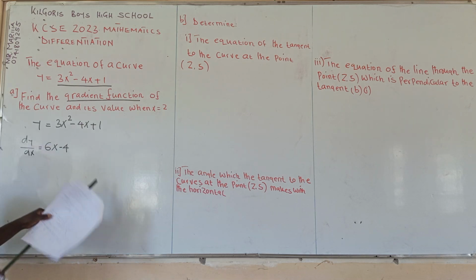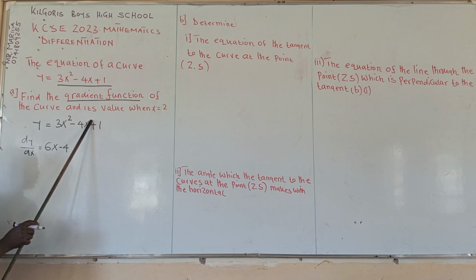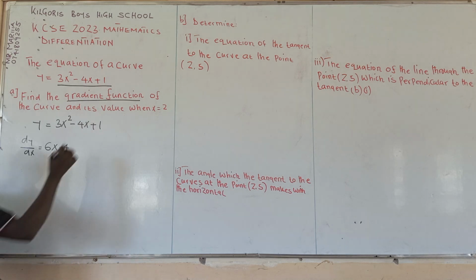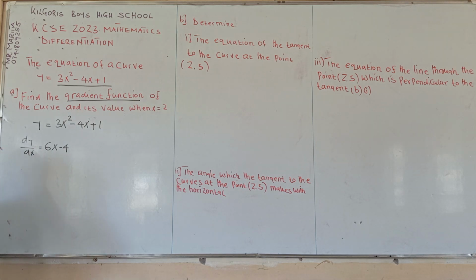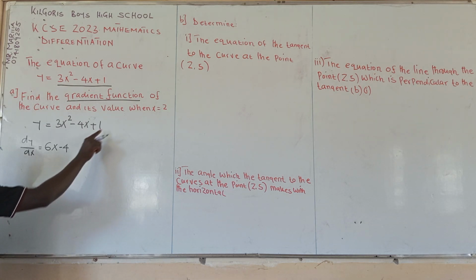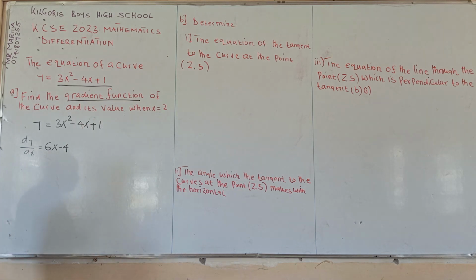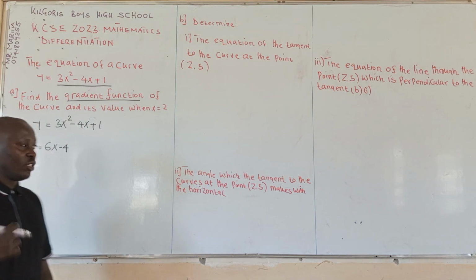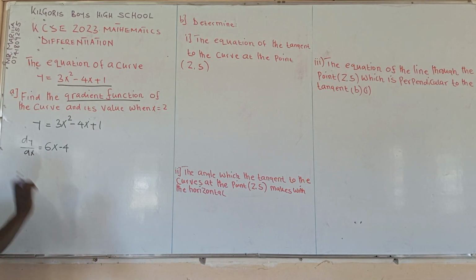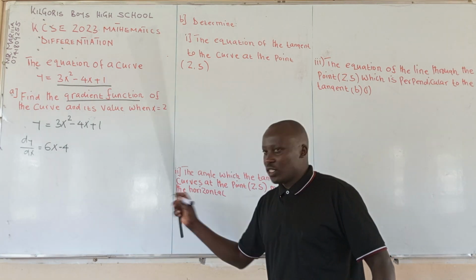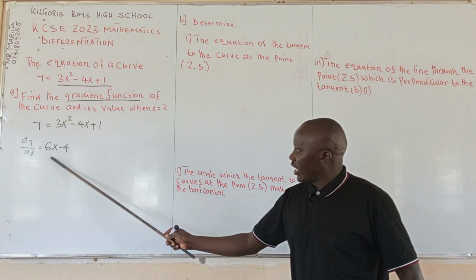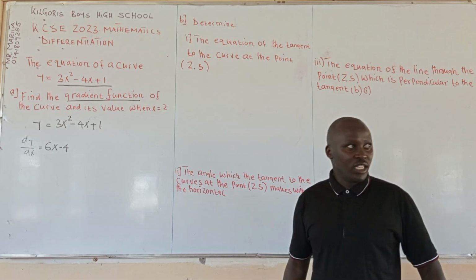If x is raised to 1 and you reduce the power by 1, 1 minus 1, of course we have x raised to 0. And any number raised to 0 is equivalent to 1. So 1 times 4, we have 4. 1 is a constant, and the derivative of a constant is equal to 0. So the gradient function of this curve is dy/dx equals 6x minus 4.